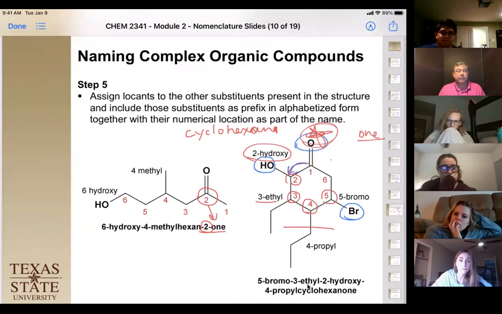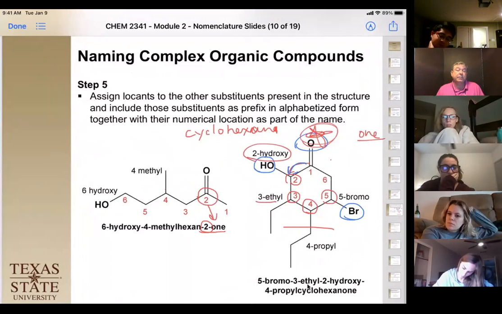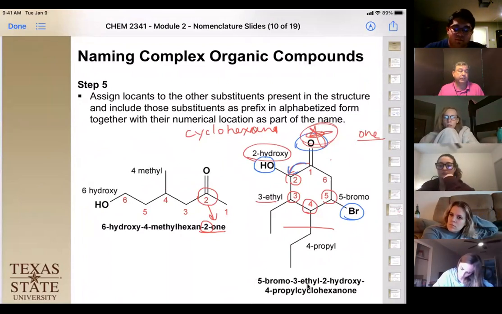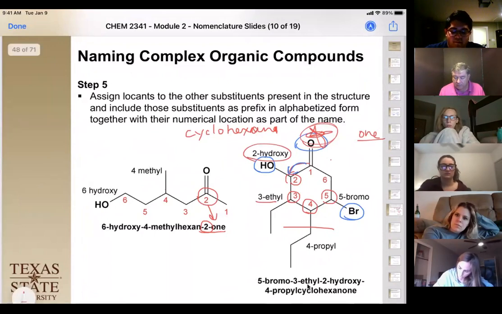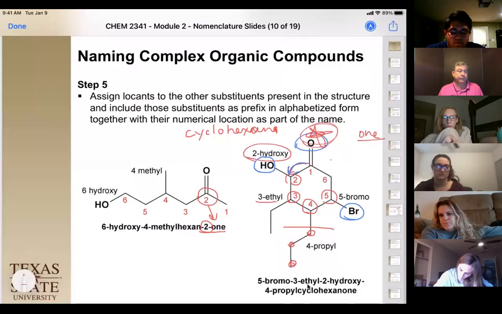So why isn't the 1-one at the end? When you have a ring like that, you always assume the functional group is on the 1 position. So you can add it, and it's more precise, but it's not required. Why is the substituent named propyl? Well, right over here we have 1, 2, 3 carbons, and it's methyl, ethyl, propyl, so those 3 carbons make the propyl.